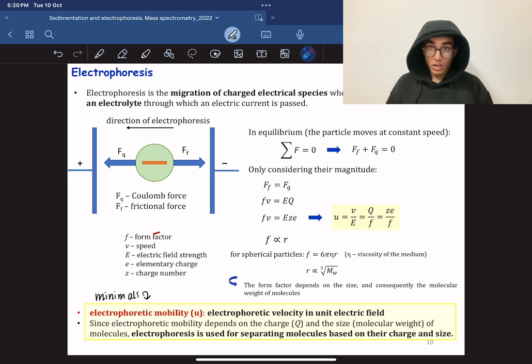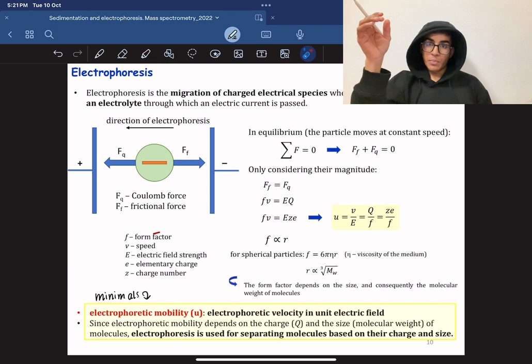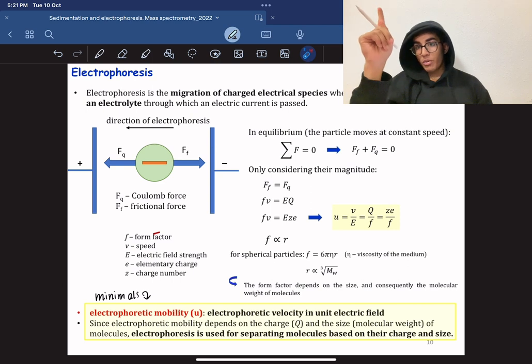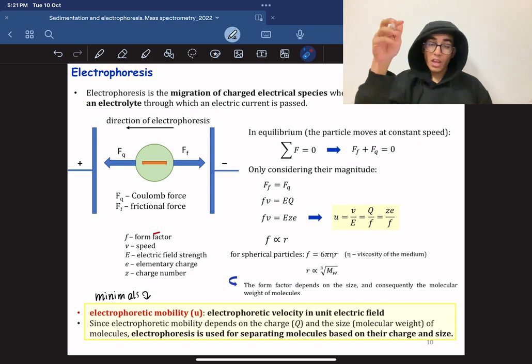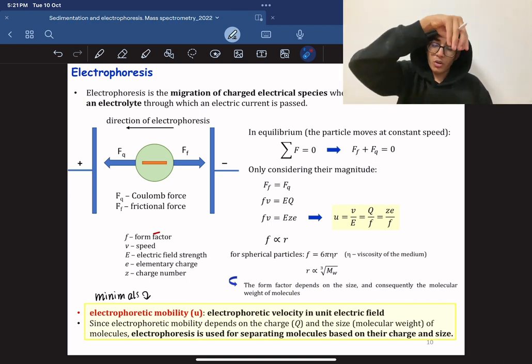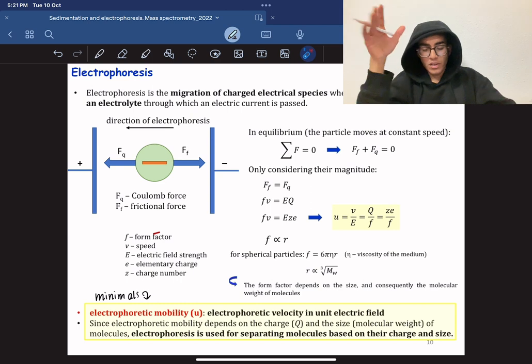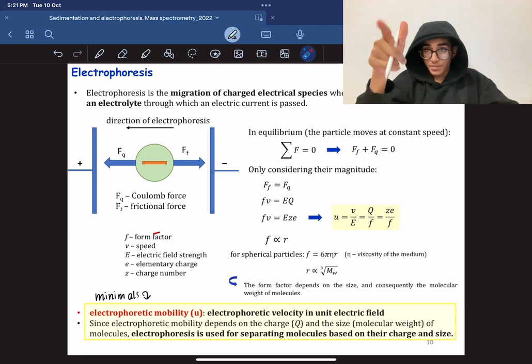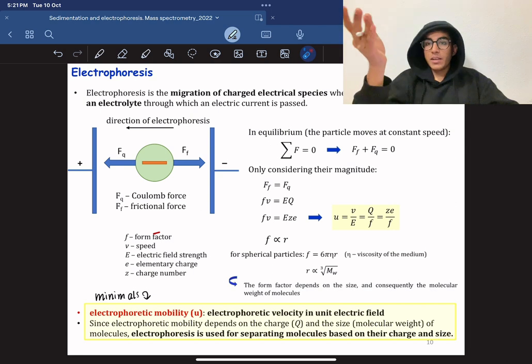An important point in this whole slide, which is also included in the minimals, is electrophoretic mobility. The electrophoretic mobility is the electrophoretic velocity in unit electric field. Basically, when you place a charged particle in an electrophoretic medium and you apply 1 coulomb of electric field in that electrophoretic medium, because of that, how fast does this particle move towards the opposite electrode? Okay? So that's basically the electrophoretic mobility.